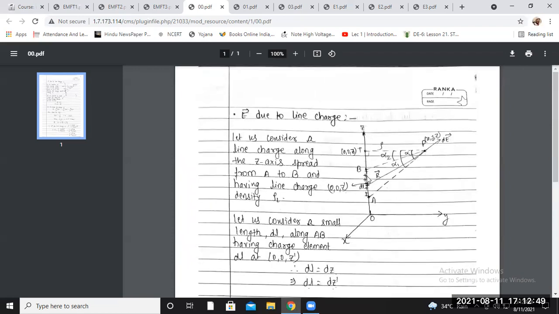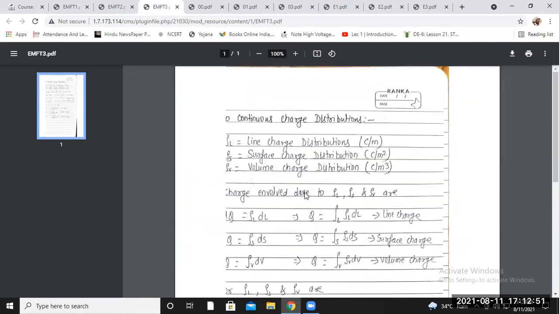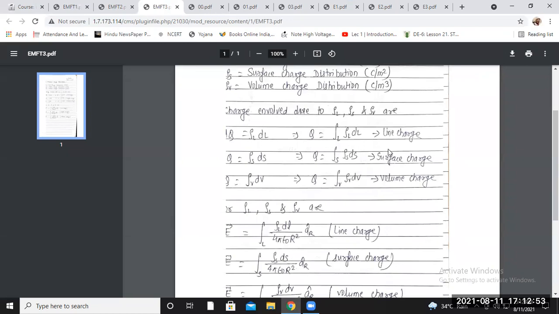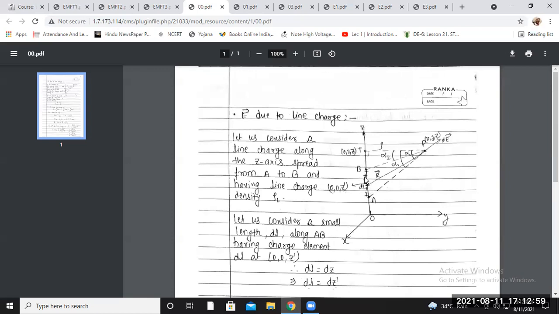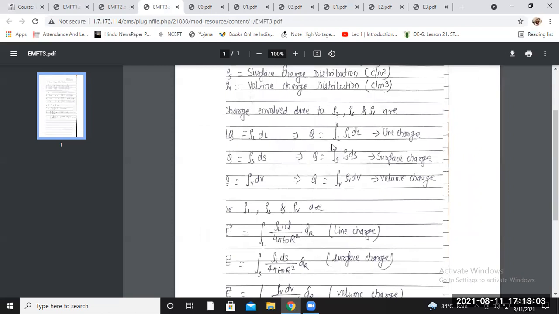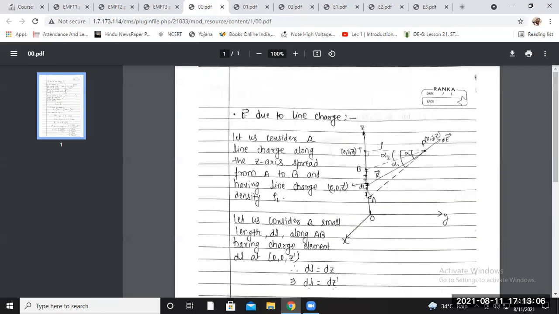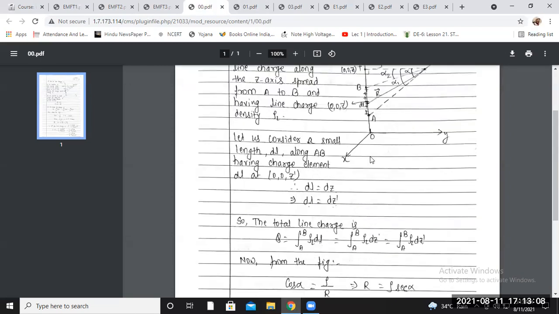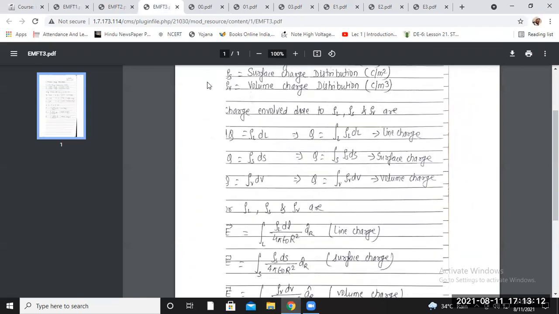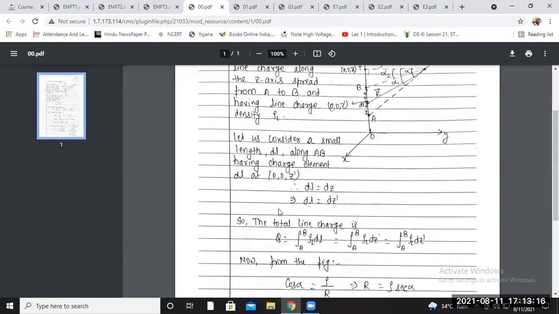Now what will be the total line charge? In the previous class we have studied the line charge formula. The total charge along the line AB is the integration over the length of rho L dl. Here the integration ranges from A to B. If we have a finite value of the length, then we can put the value of that finite length.